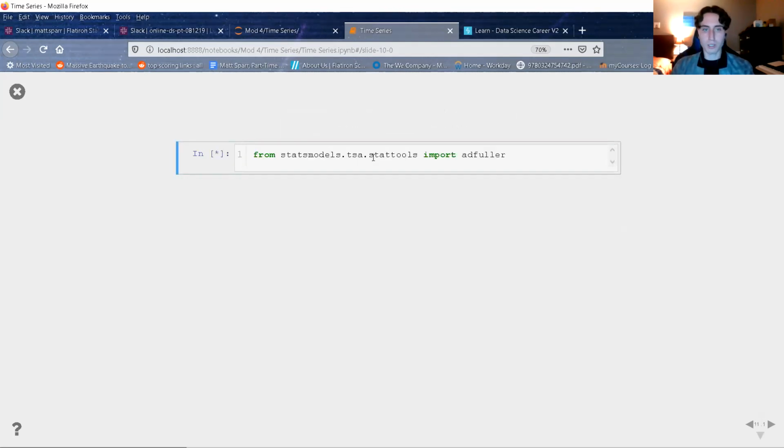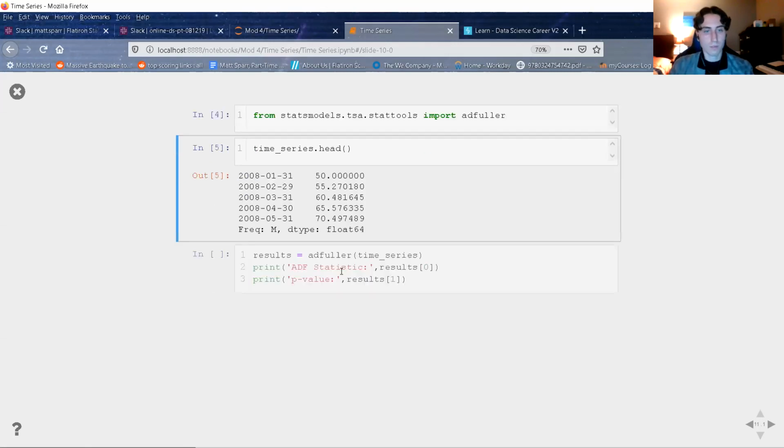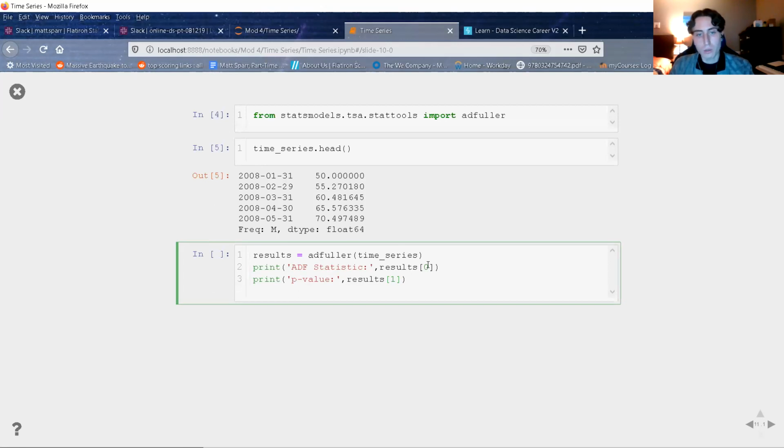So importing this then, we get it from statsmodels. And we can go ahead and just print out our time series data frame to have an idea of what it looks like here. All right, and it's really easy to work with. You just have to pass in a time series. So you have a date time index and then a column with values. And if we pass that in, we get a results object. The first value is the Dickey-Fuller statistic, and then the second value is going to be the p-value.